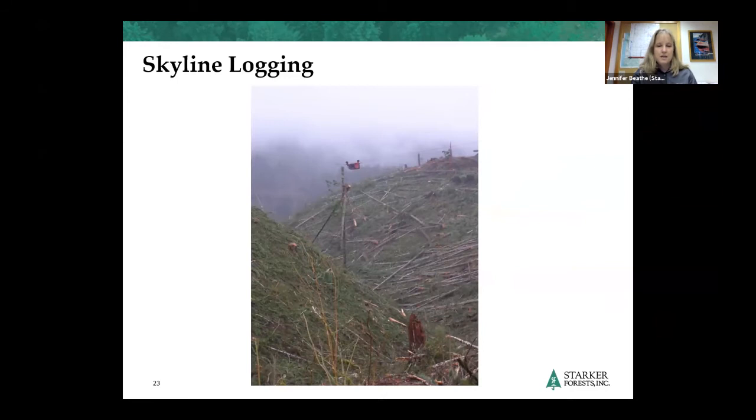You can see in this picture on the left-hand side, the logs have already been removed, but there still is a layer there of branches and other forest debris from the harvest that is protecting the soils at this time.